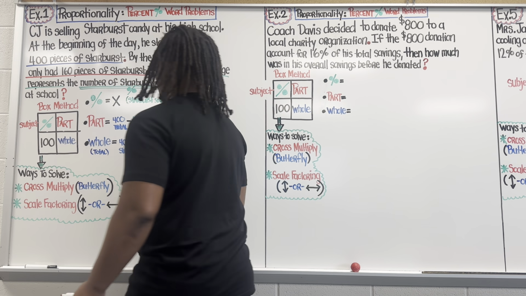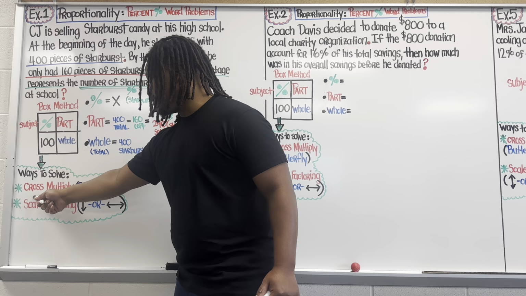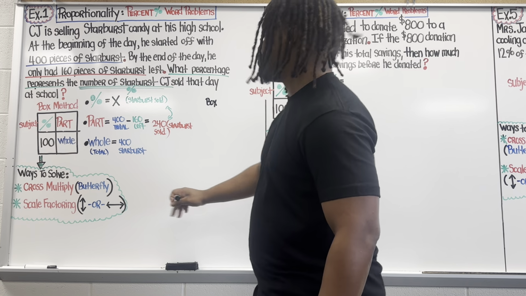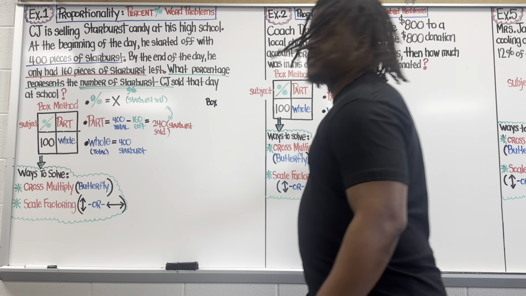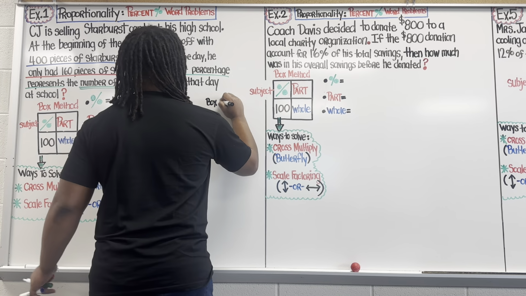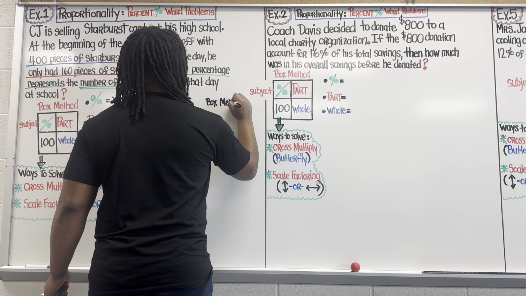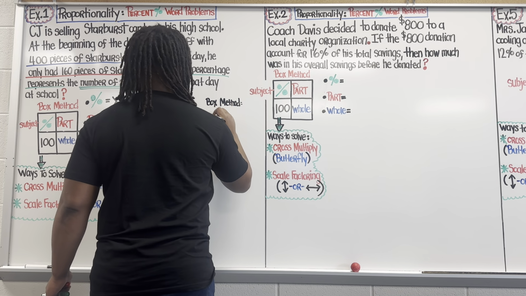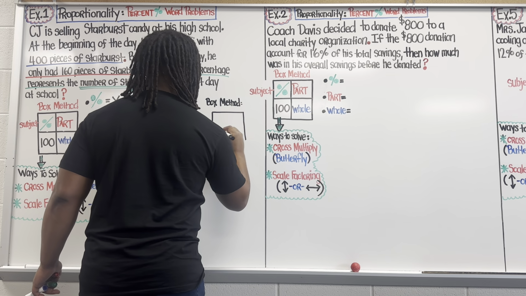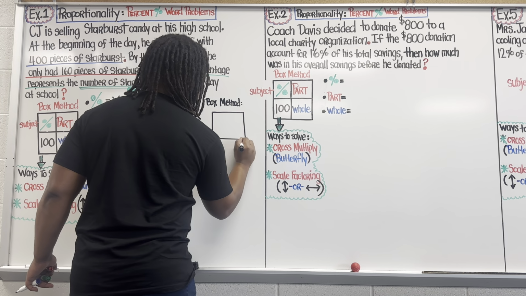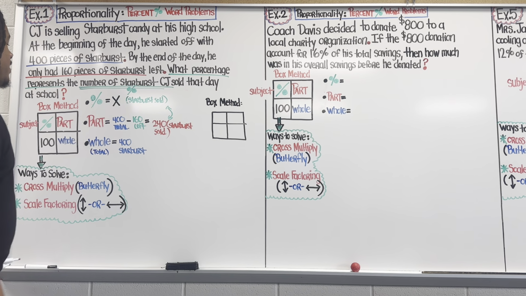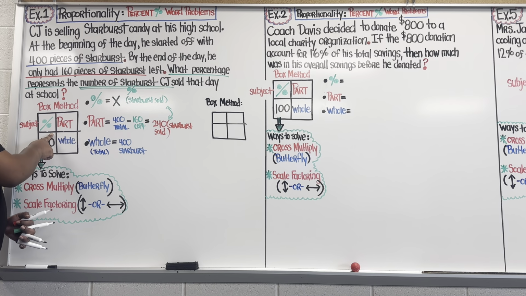Now, once again, guys, there are two different ways to solve. You can either cross multiply or you can do scale factoring. In this first example, I'm going to do cross multiplying, but in the second example, I'll scale factor, so I can show you both ways. Either way will work, okay? So box method. Once again, draw a box. Divide it into 4 boxes, just like over here. And we're literally just following this format, okay?